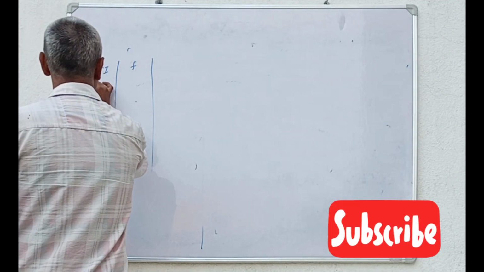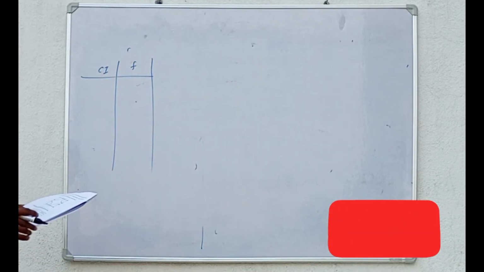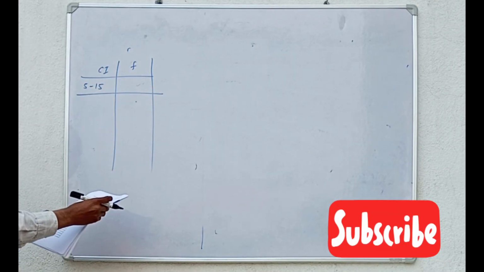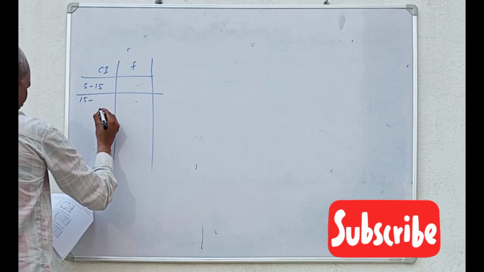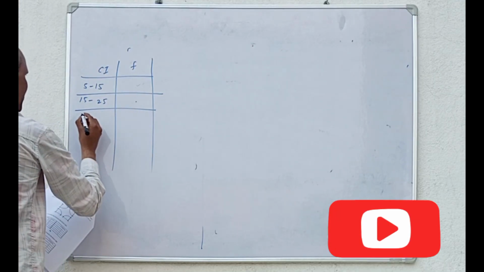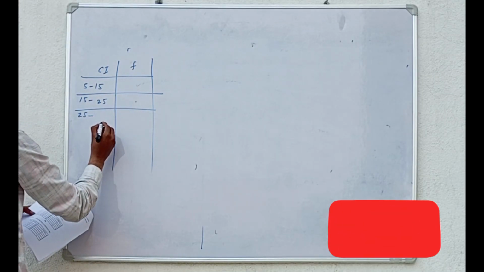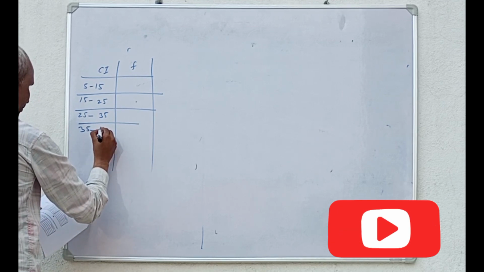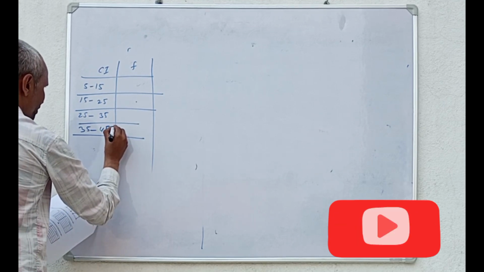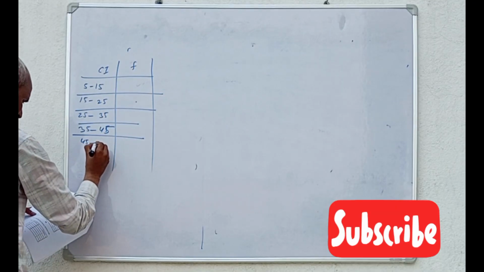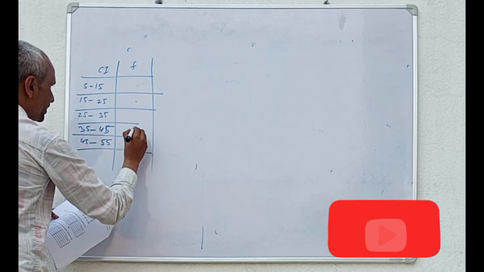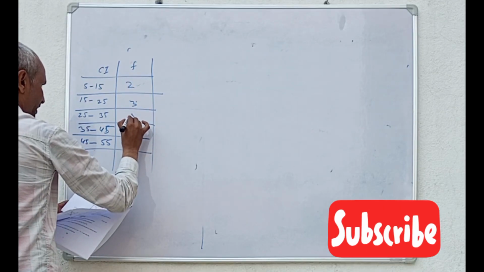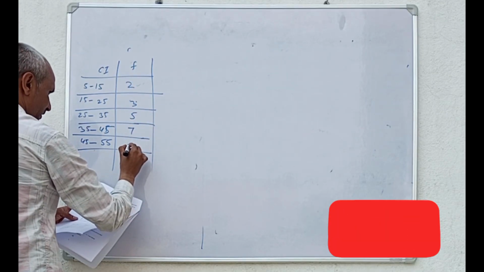So Ci means the class interval is given: 5 to 15, sometimes continuous, sometimes discrete. Then 15 to 25, the same difference, then 25 to 35, then 35 to 45, a difference of 10, then 45 to 55. Now the frequencies given are 2, 3, 5, 7, then 3.